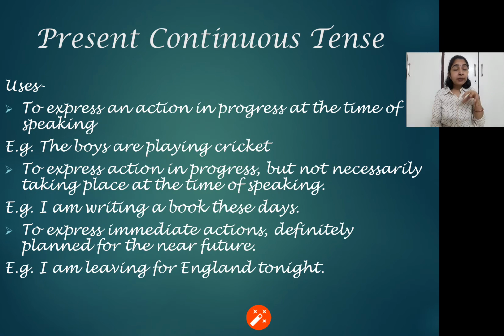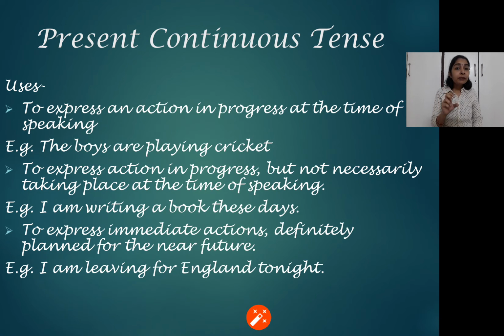We are sitting at the dining table and having our dinner, then we are having a meal. I am having my meal, I am having my meal right now. So that is the continuous tense. Now next, it is used to express an action in progress but not necessarily taking place at the time of speaking. That means some actions are going on, but they are not actually happening right now, it is a stage which is going on. In that case also we use the present continuous tense.